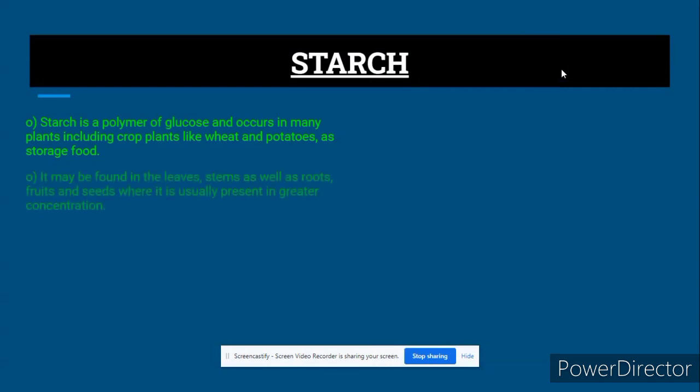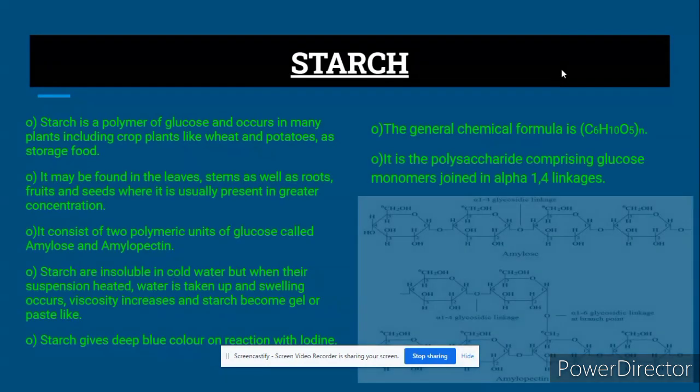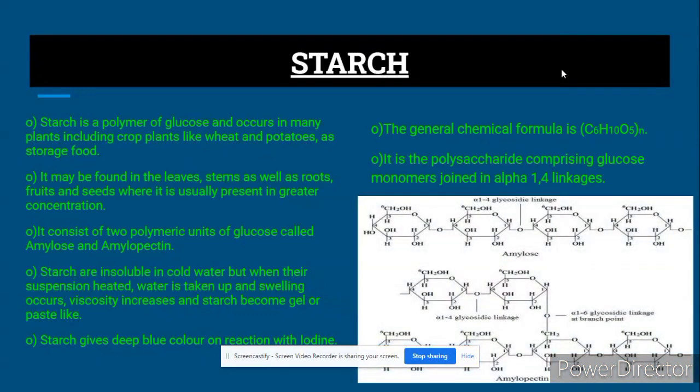Starch. Starch is the polymer of glucose and occurs in many plants, including crop plants like wheat and potatoes, as storage food. Starch is a soft white tasteless powder that is insoluble in cold water, alcohol, and other solvents.